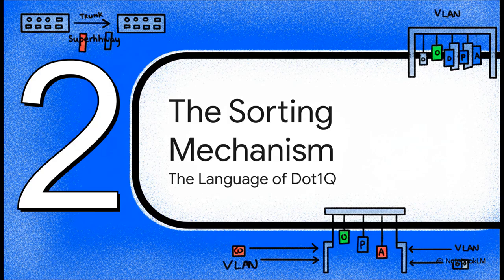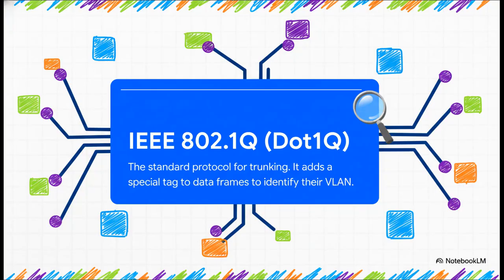Okay, so if we have all this traffic, sales, engineering, marketing, all flying down the same superhighway at once, how does the switch on the other end not just see a giant traffic jam? How does it know which car is supposed to go to which department? Well, it needs a sorting system, and that system has a name. 802.1Q. 802.1Q is the universal language of trunking.